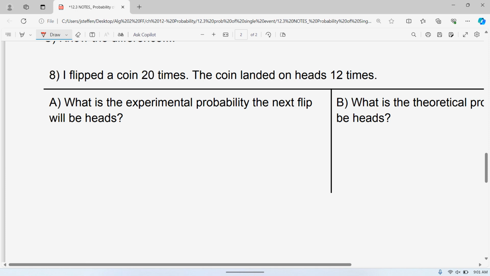Well, remember, experimental is where you look at the experiment. So you do some stuff, you collect data, and that's what you're looking at. So the data we collected, I flipped the coin 20 times, it was heads 12 times. So 12 out of 20, experimental probability, which is 3 over 5, which is 60%.